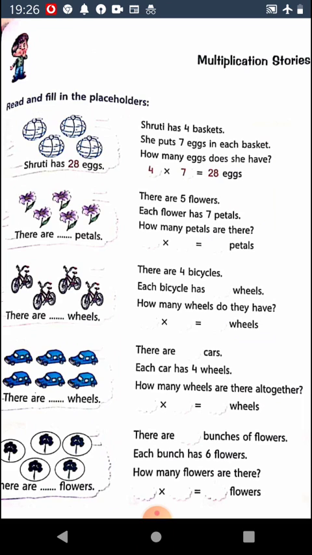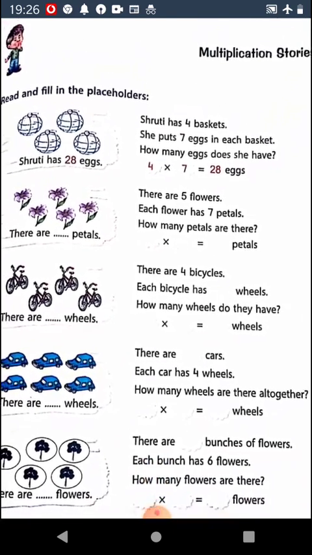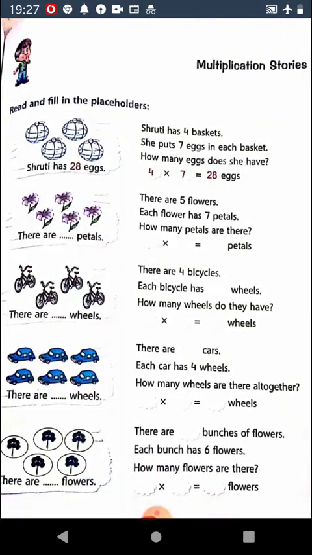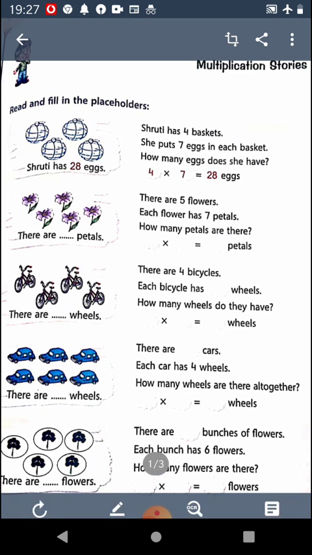So today we will be doing multiplication stories. Now read and fill in the placeholders. Now see one example. First example is given. Shruti has 28 eggs. Shruti has 4 baskets and she puts 7 eggs in each basket.